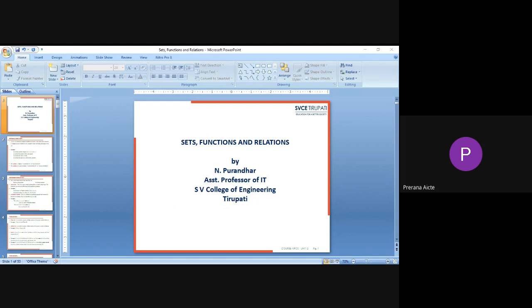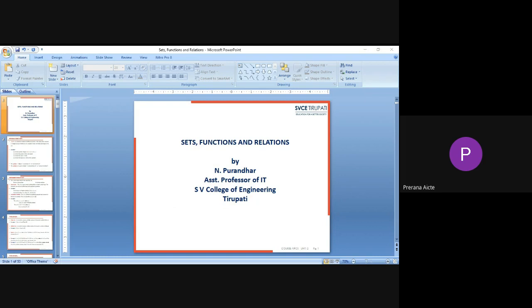A set can be represented in two different ways: roster or tabular form, and the other method is set builder notation. We can use any one of the methods to represent the set. But most of the time we use the set builder notation or roster form. Roster form we use most of the time.